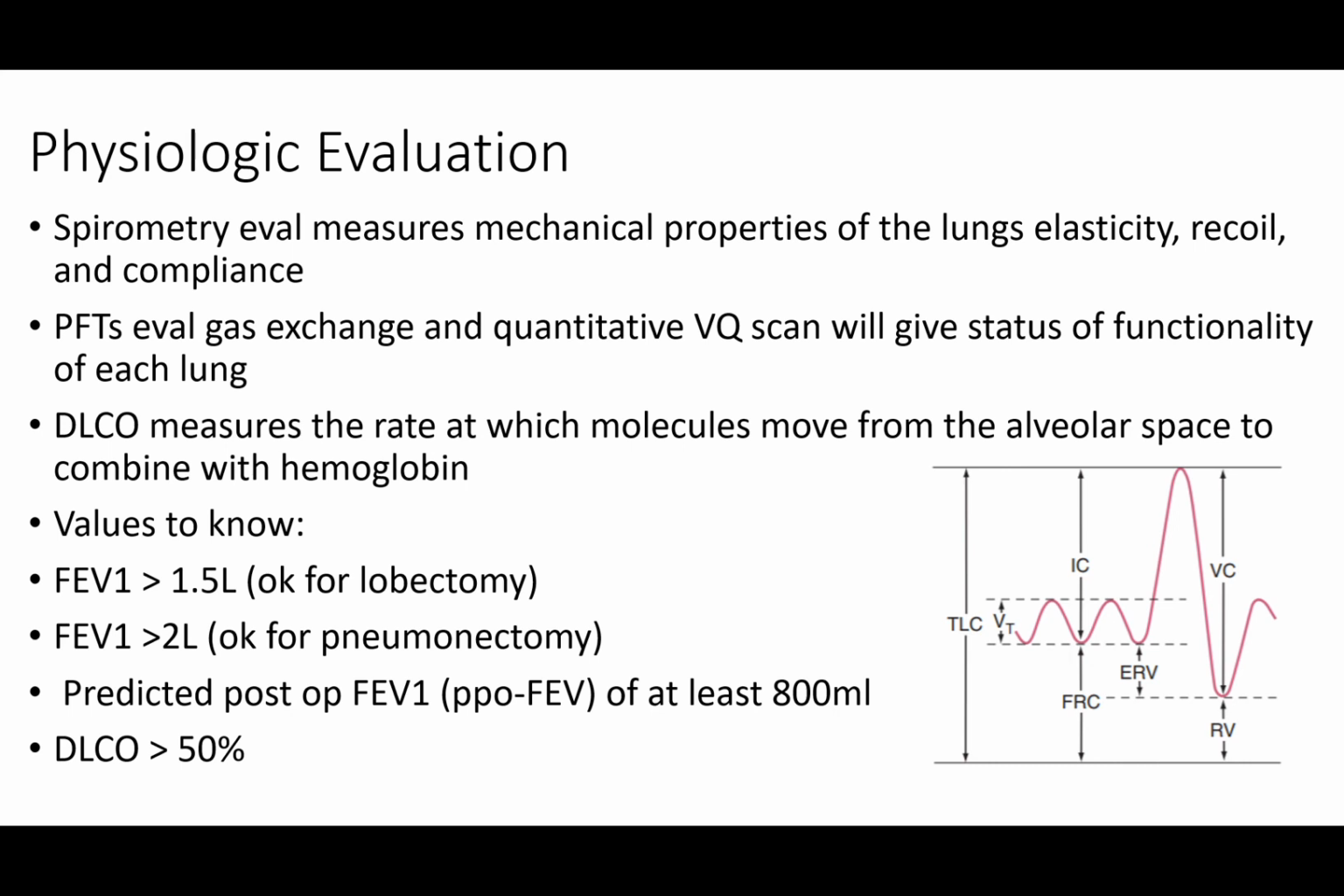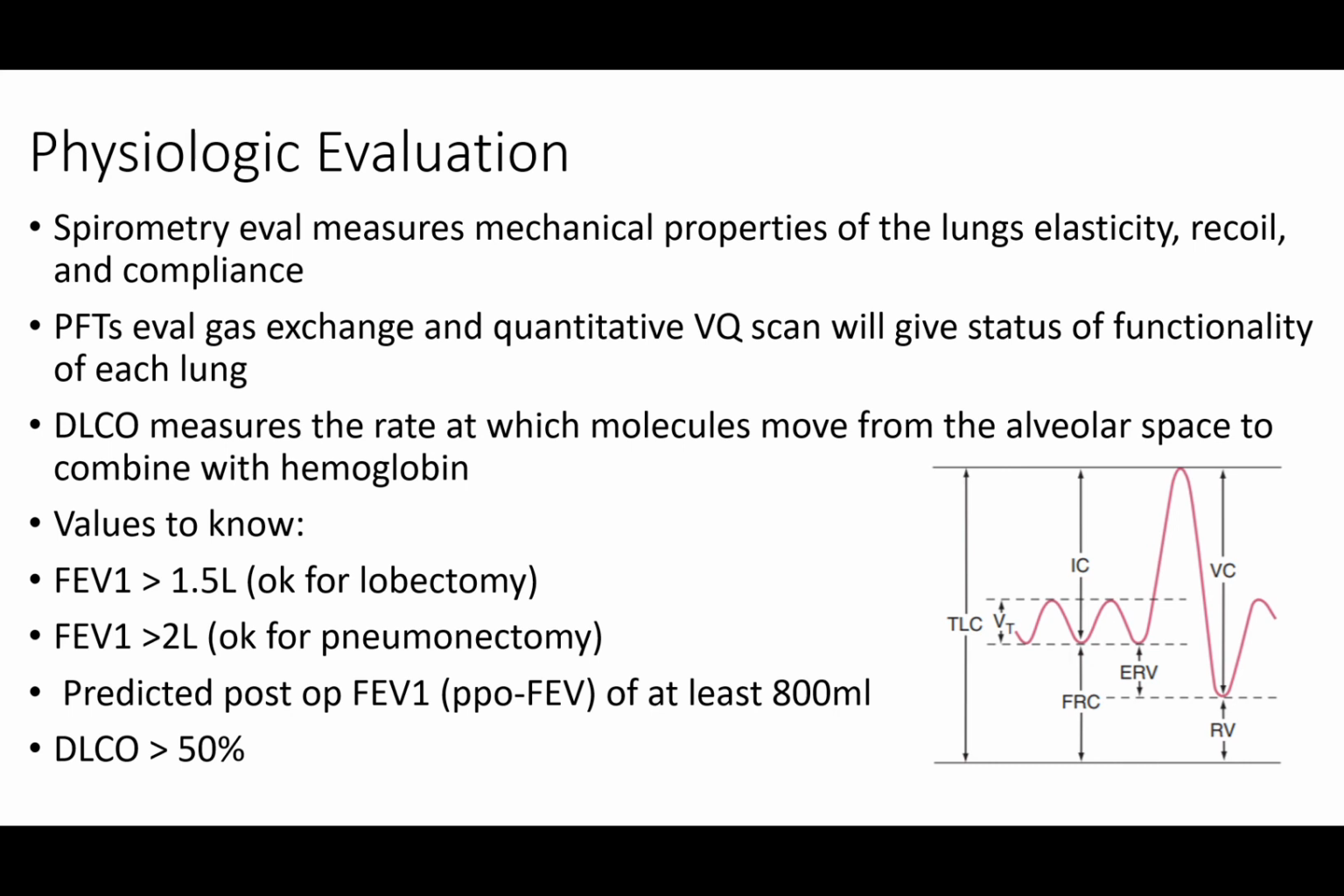So what are some good important values to know? Straight up, if they've got an FEV1 of greater than 1.5 liters predicted post-op, then they're okay for a lobectomy. If they've got an FEV1 of greater than 2, then they can tolerate a pneumonectomy. And you won't need to get any more studies to further see if they can tolerate it, or how much of the lung is actually functioning to provide some of their gas exchange.